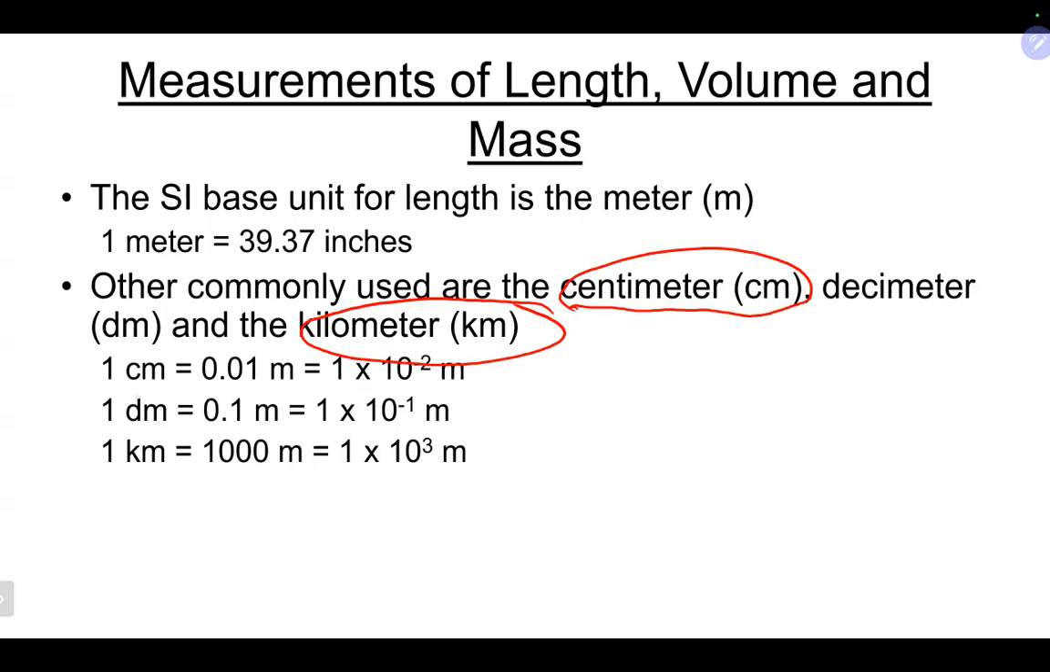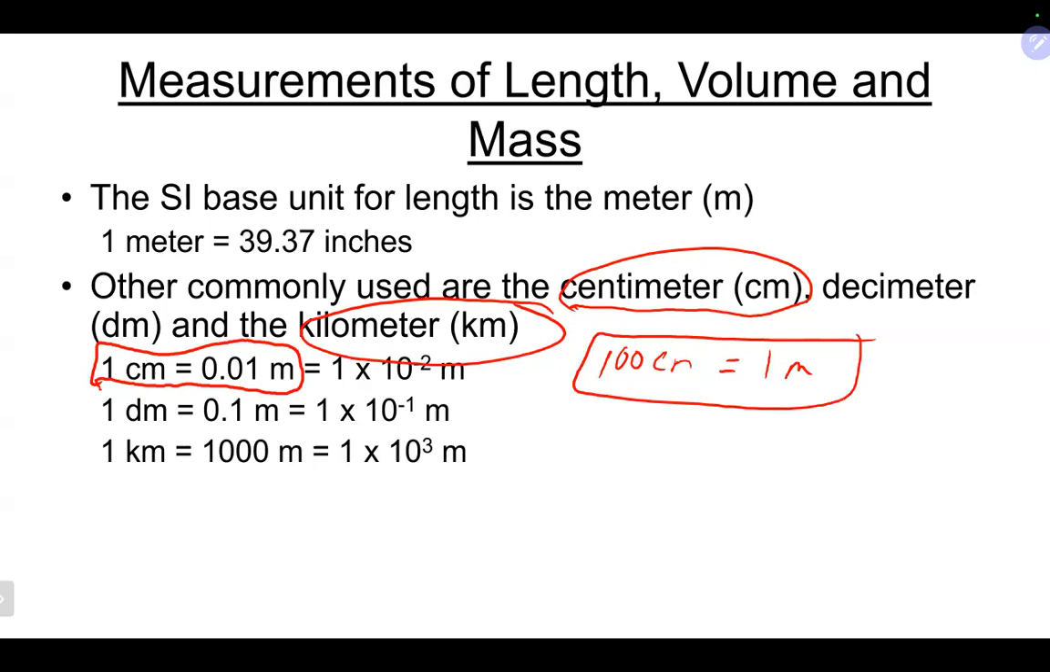1 centimeter is 0.01 meters, or there is 100 centimeters in 1 meter. So these are two relationships that you should know, and we do come across centimeters and meters type conversions a lot. 1 decimeter is 0.1 meters. 1 kilometer is 1,000 meters. That's another one that does pop up a lot. So that is definitely probably something you should know.